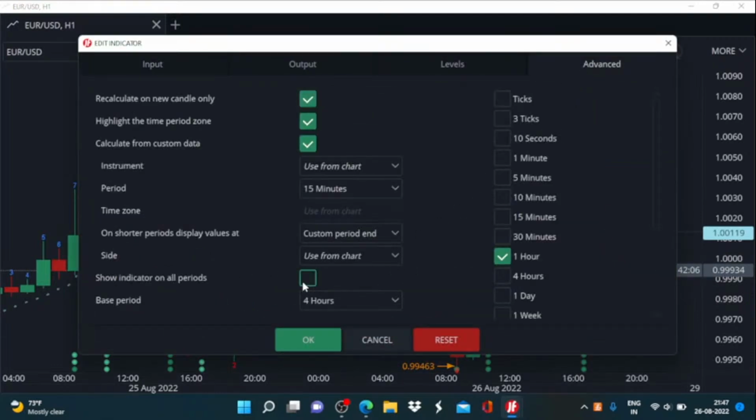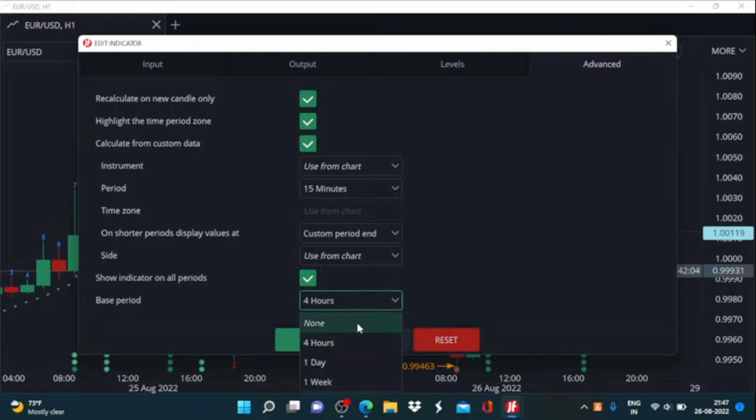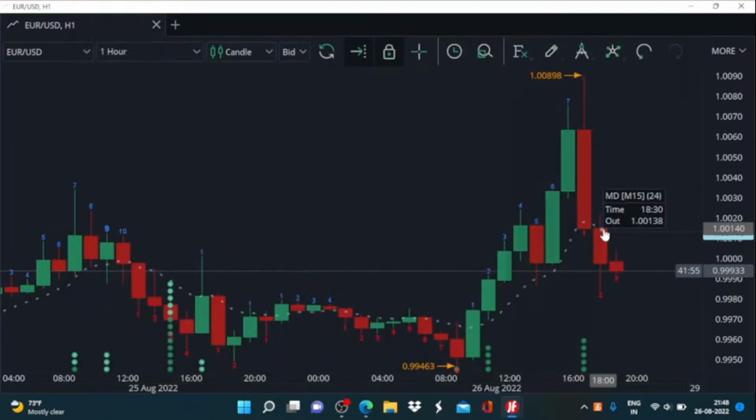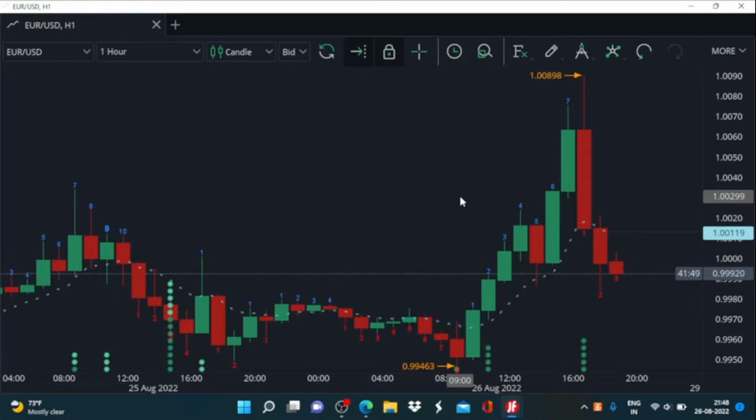Base period can be anything from 4 hours, none, to 1 week, and it is not going to make much of a difference in the output value of the McGinley dynamic. So guys, that's it from my side for today's session of JForex Indicator Explained, where we consider the possible uses of the McGinley dynamic indicator.